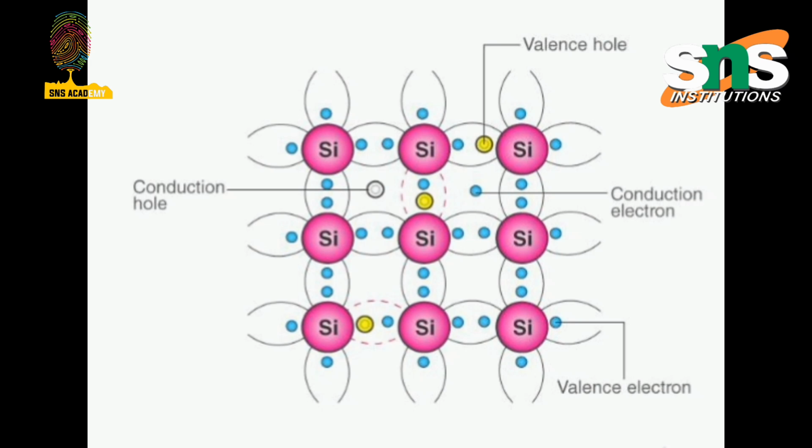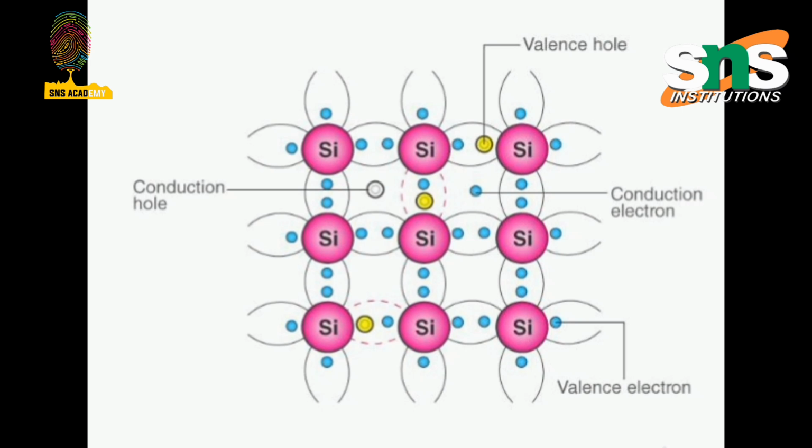The impurity atoms added are called dopants, and the semiconductors doped with the impurity atoms are called extrinsic or doped semiconductors. I am repeating again since this is an important point. The process of deliberate addition of a desirable impurity to a pure semiconductor so as to increase its conductivity is called doping. The impurity atoms added are called dopants, and the semiconductors doped with the impurity atoms are called extrinsic or doped semiconductors.